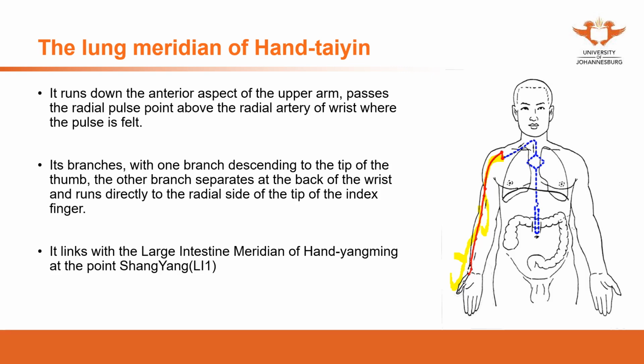So that's the flow of the lung meridian, and the lung meridian ends at the thumb, and there's the other branch that separates from the forearm to the back of the index finger. That's where it links to the large intestine. So these are the pathways of the lung meridian.